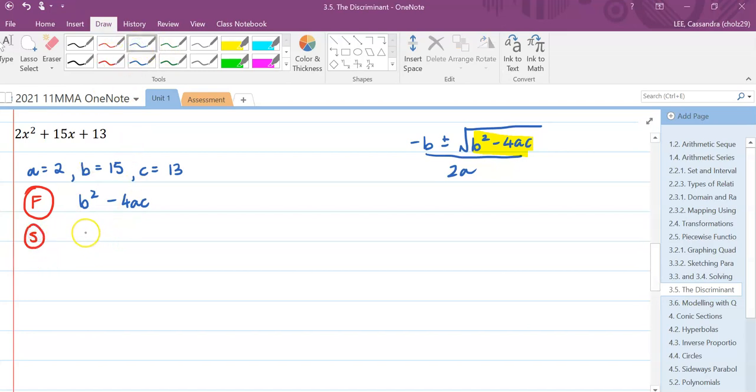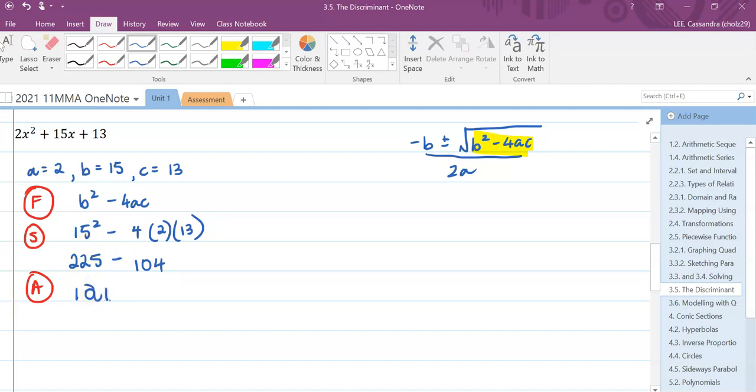In this case, our b squared is going to be 15 squared minus 4 times 2 times 13. So 15 squared is going to give me 225. Double 13 is 26, double that again would be 52, double that again would be 104. So 225 minus 104, and that is going to give us our answer. That is going to give us 101. Oh, no, sorry, 121.